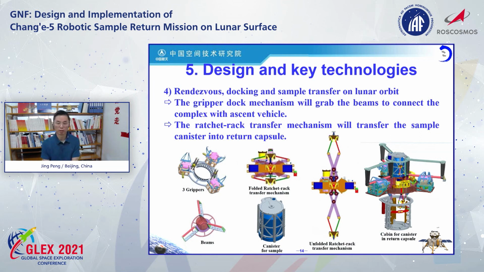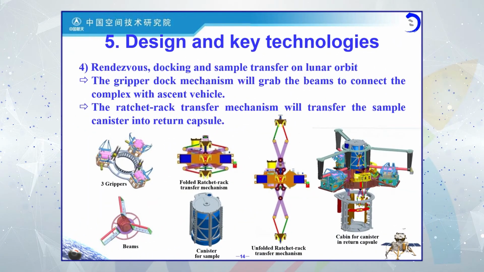There are 3 gripper dock mechanisms which will grab the beams on the top surface of the ascent vehicle to connect the complex of orbiter and return capsule with ascent vehicle. Then the racket transfer mechanism will transfer the sample canister into return capsule. There will be a cabin in return capsule for the canister.